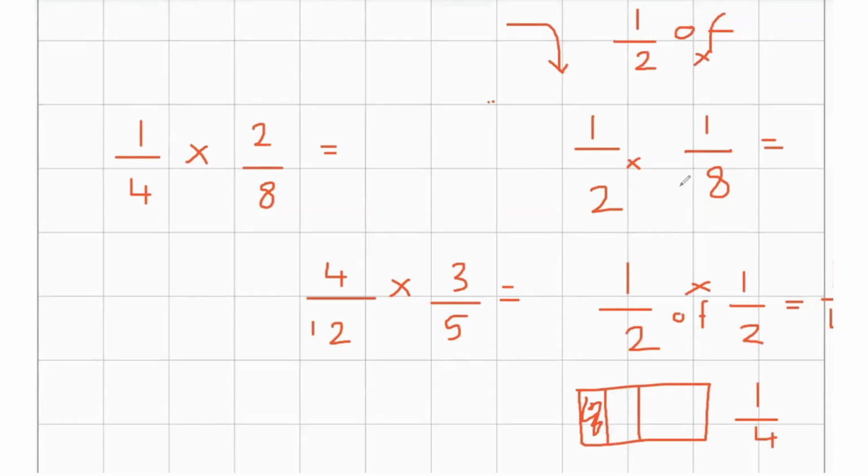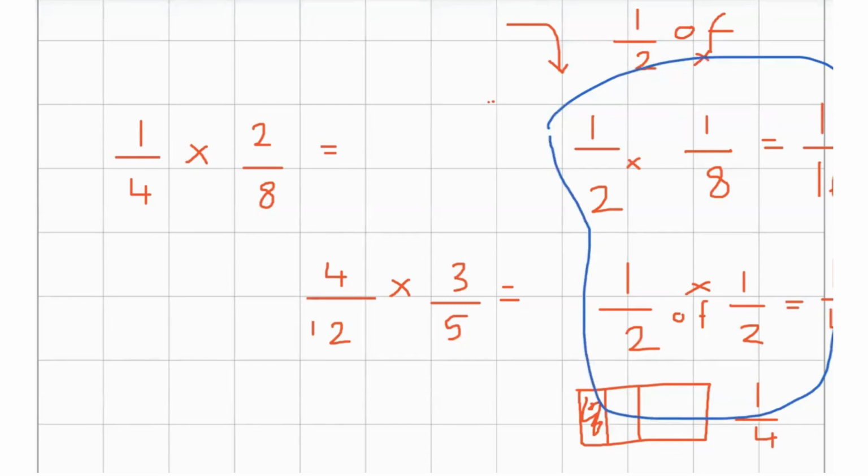Okay. Now, if I had a cake with 8 pieces, and then I want half of one of those eighths, it would divide the cake into 16 pieces. So at least that part would be a 16th. So let's see if that rule applies again. 1 times 1 is 1, okay, and 2 times 8 is 16. Yes, that means that my rule is secure and I'm using the correct method.